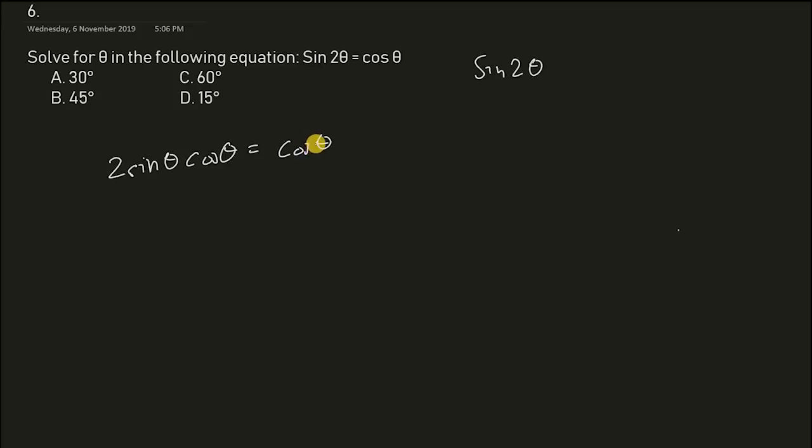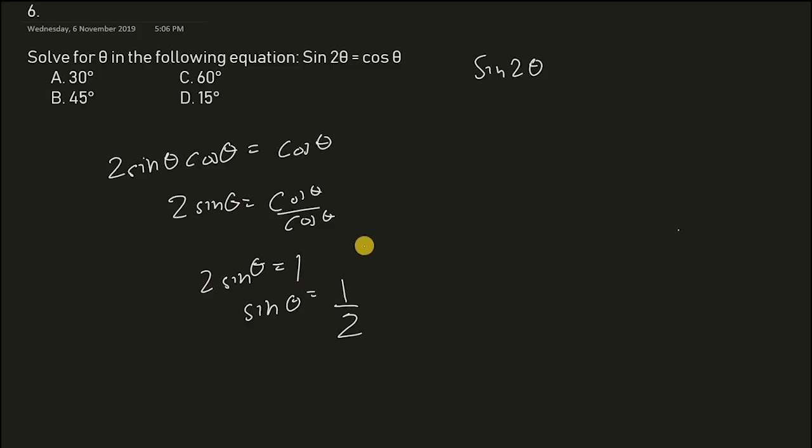Now, let's transpose cosine theta. Ilagay natin tong cosine theta sa kabilang equation para matira lang to. So, that's 2 sine, transposing this. That's cosine theta over cosine theta is equal to 1. So, 2 sine is equal to 1. Now, sine theta, I forgot the theta there. Sine theta, transpose din natin yung 2. That's 1 over 2. Okay.